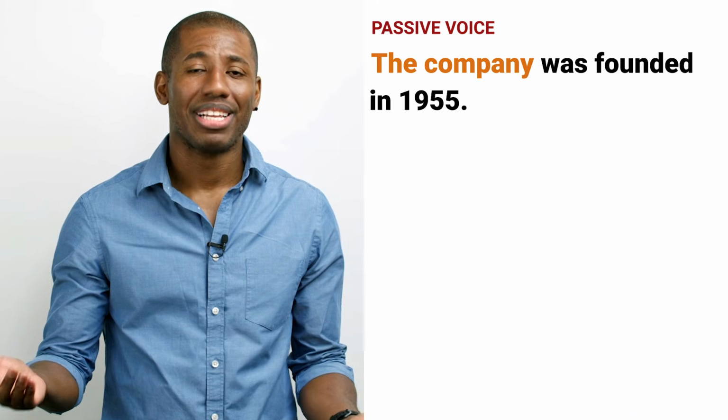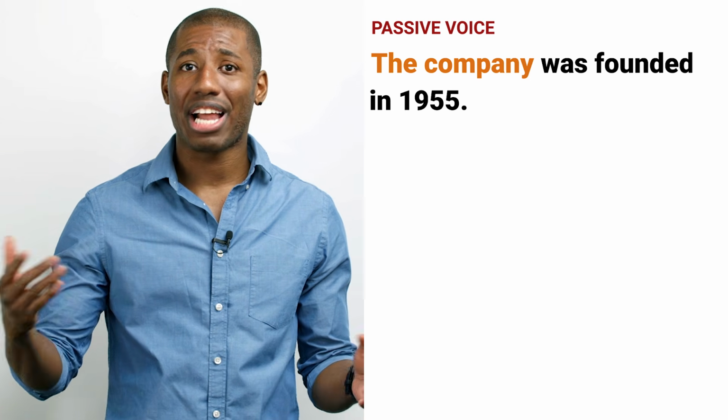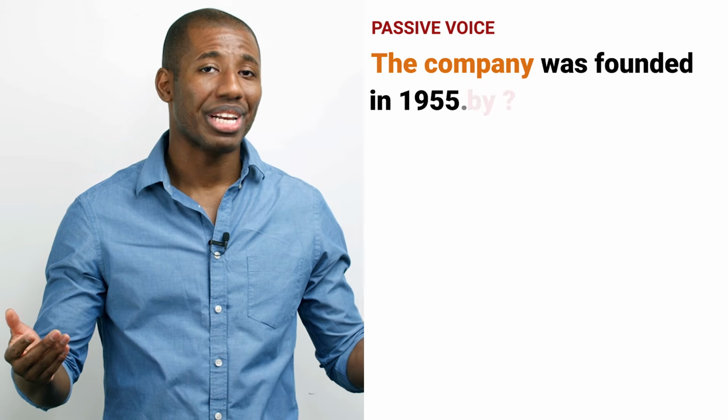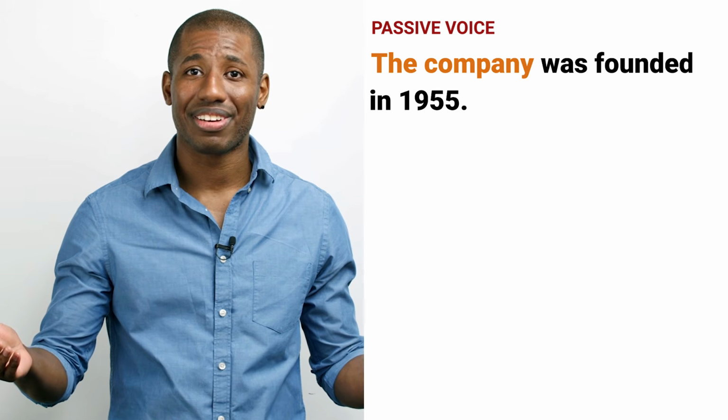Another reason to use the passive voice could be the doer is just not that important. For example, the company was founded in 1955. We may or may not know who founded the company, but it's not important. What is important is that the company was founded in 1955.